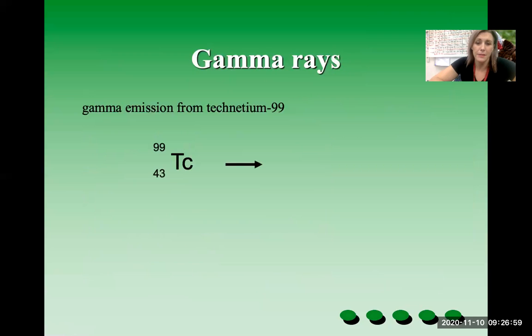So these ones are kind of easy because everything's the same. The mass number stays the same. The atomic number stays the same. This is still technetium. It just released energy, a gamma ray, and it hit the Hulk.